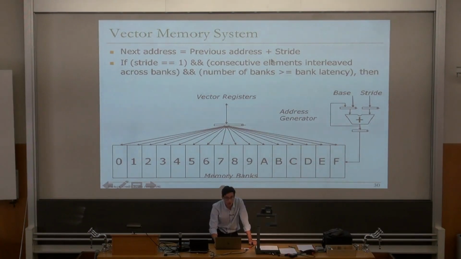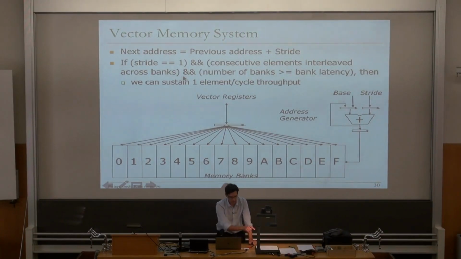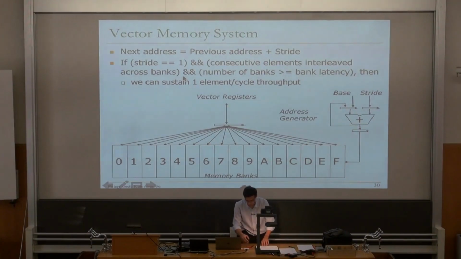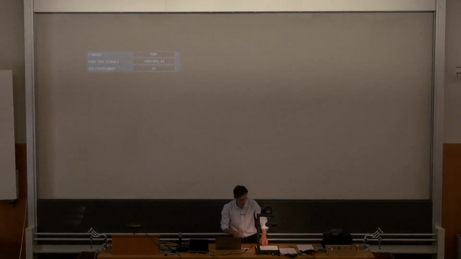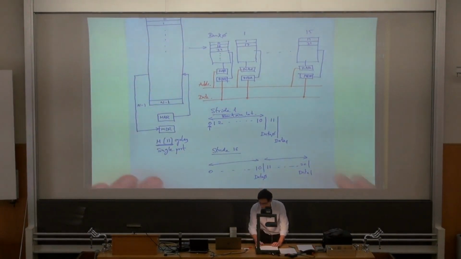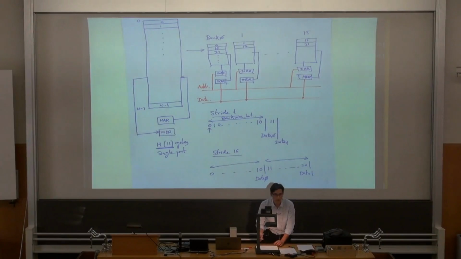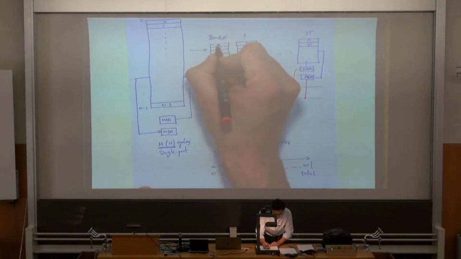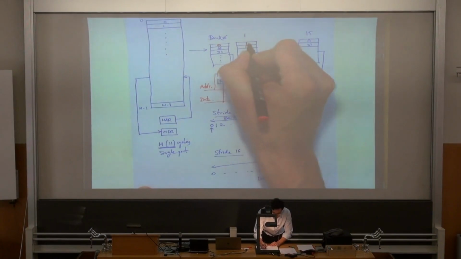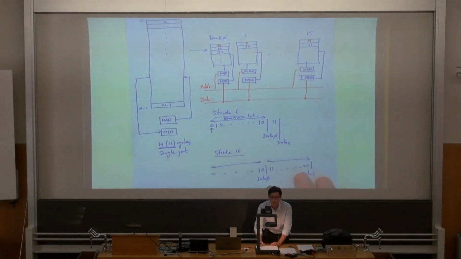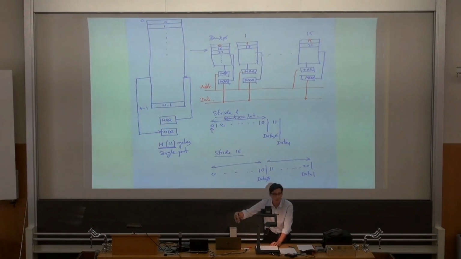One important point is that there are several conditions that we should fulfill in order to sustain this throughput of one element per cycle. In principle, we are assuming that the stride is 1. Also, that the consecutive elements are interleaved across banks. Let's first explain what this means. Let's go back to here. Having consecutive elements interleaved across banks means that we have element 0 here, element 1 here, element 15 here, in different banks. Consecutive elements are interleaved across different banks.